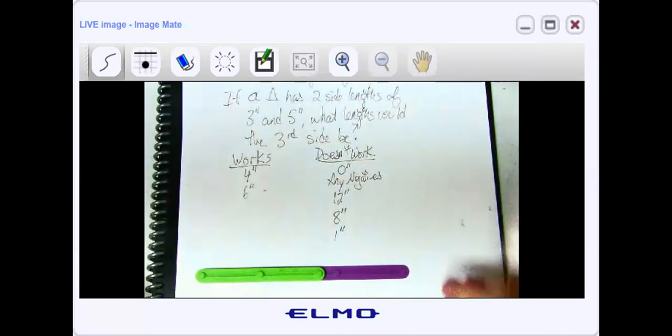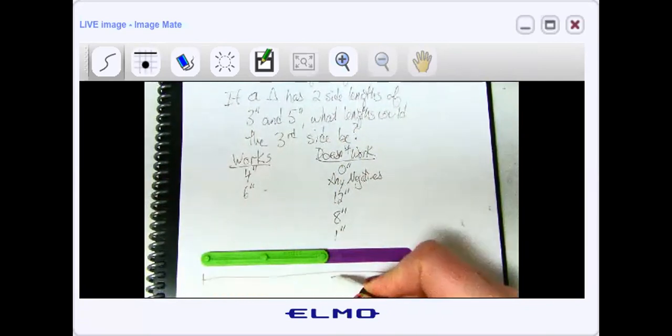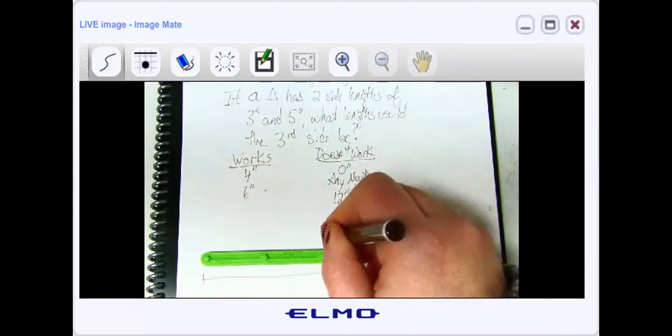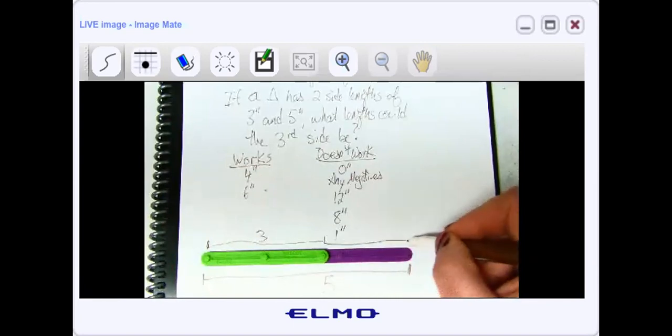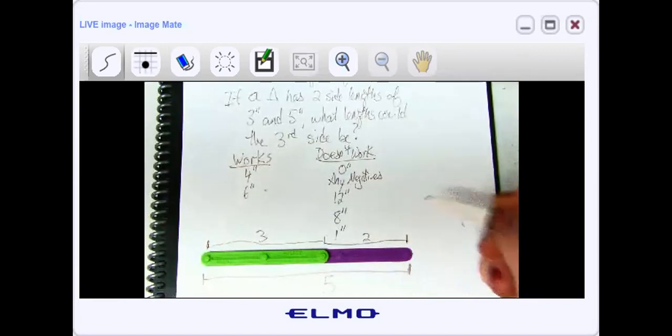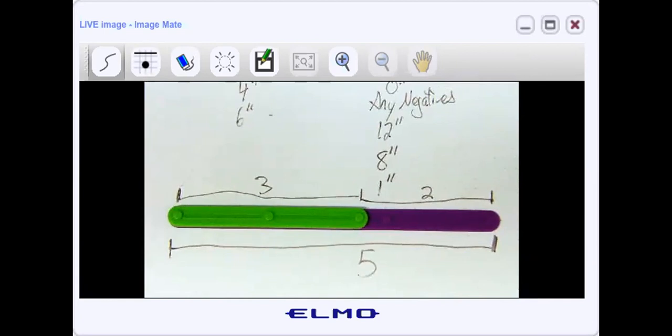If the whole purple stick is 5, right? This whole thing here is 5. The green piece is 3. That means this little piece right here is 2. And that just makes a straight line, a flat line, right? So 2 doesn't actually work. It's too small. However, if it was a little bit bigger than 2, I think it might work. What if I had a 3 inch, a 3 inch, and a 5 inch? Let's try that.